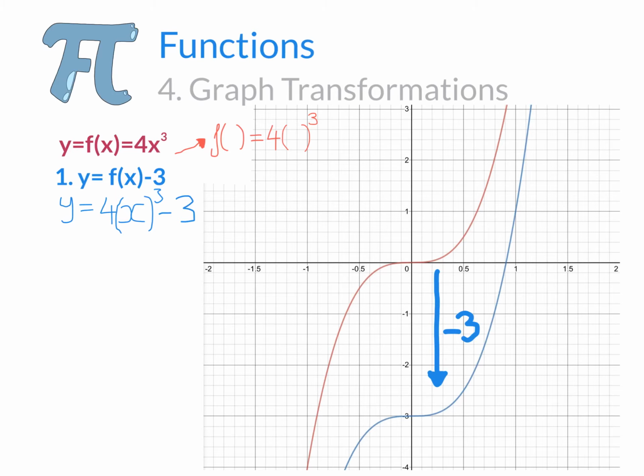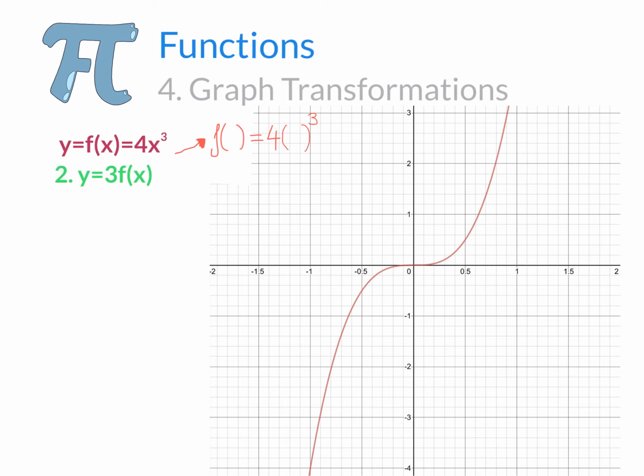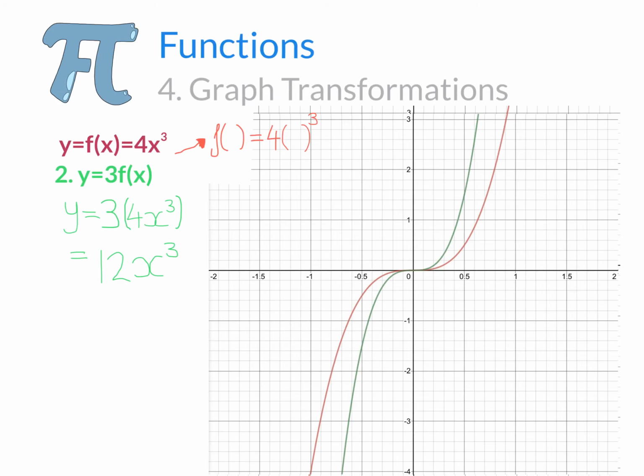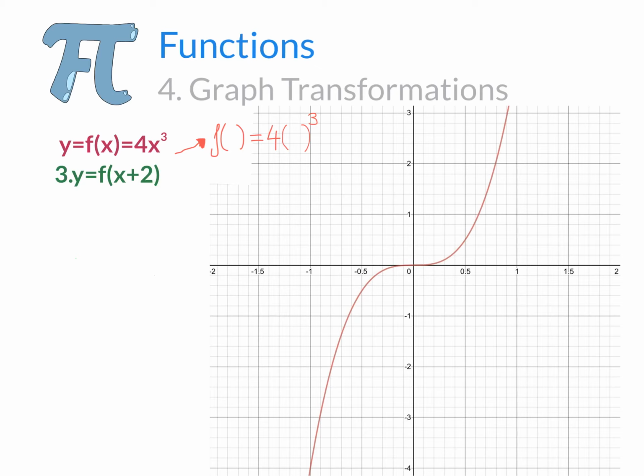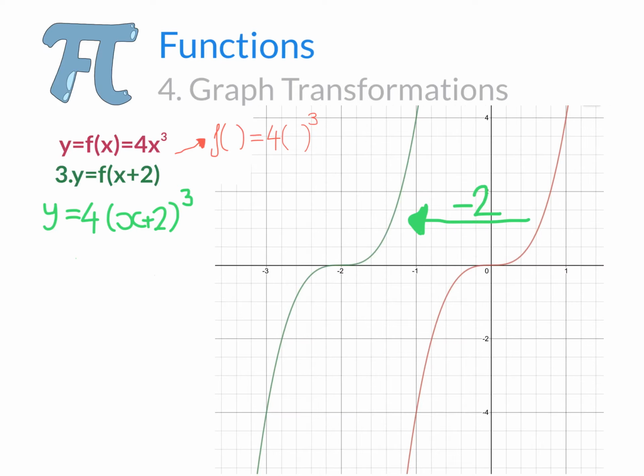For question 2, we write out the expression f of x and multiply the whole thing by 3 to get 12x cubed. To sketch it, we stretch it by a factor 3 in the y direction. Question 3, we fill x plus 2 into the argument for f, and so we get 4 brackets x plus 2 cubed. To sketch it, we translate the original by minus 2 along the x-axis.